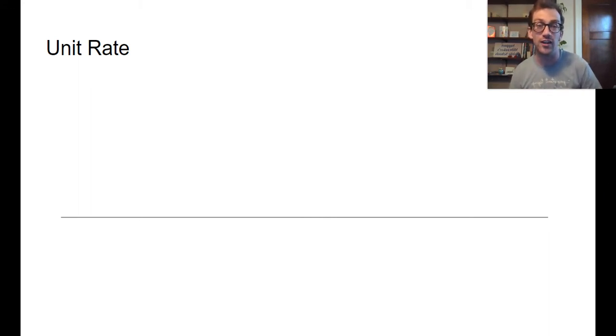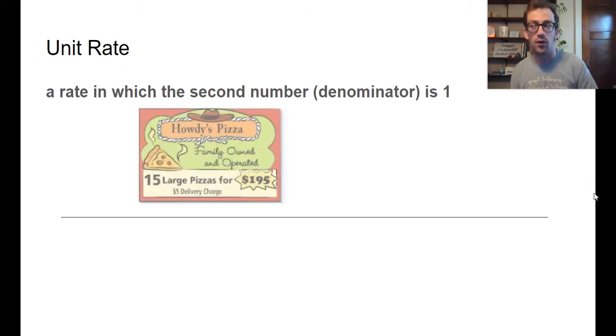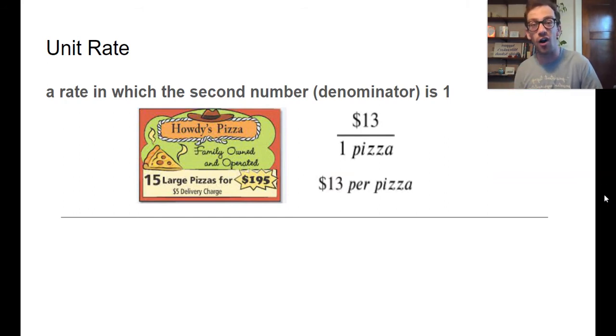And that's a term that's called a unit rate. A unit rate is when we have a rate, remember, a comparison of two quantities that are measured in different units. But a unit rate is when the second number is 1. We're going to write that usually as the denominator is 1. So for example, when we were talking about Howdy's Pizza, we knew that you could get 15 pizzas for $195, but we found the unit rate was $13 for one pizza, which we can also say is $13 per pizza.